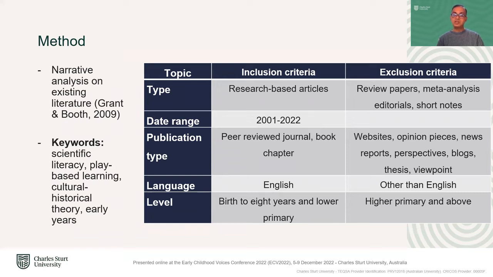We considered only the research-based articles and excluded review papers, editorials, and short notes. In addition, we only considered the peer-reviewed journal articles and book chapters published in English. The date range for searching was from 2001 to 2022, and the studies conducted with children of early years were considered for analysis.